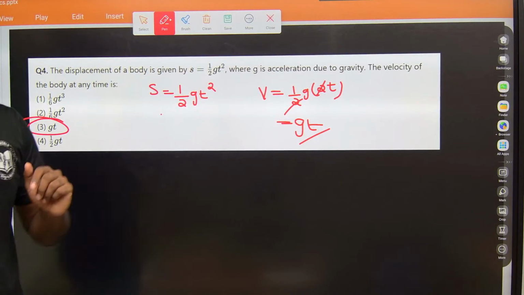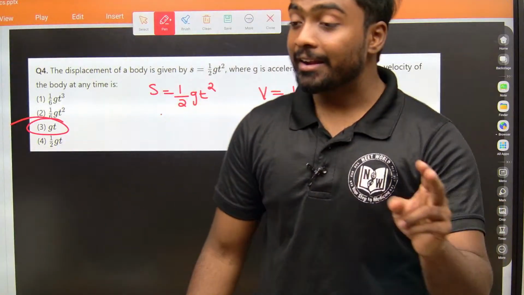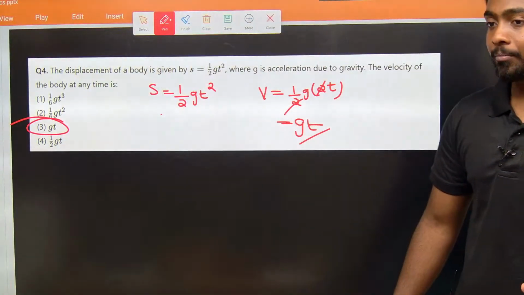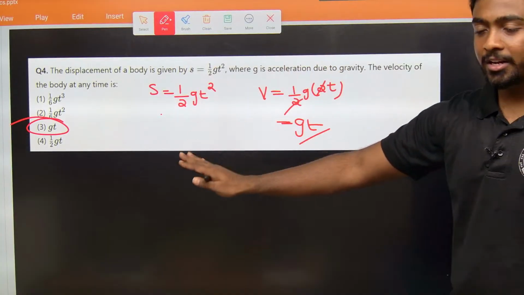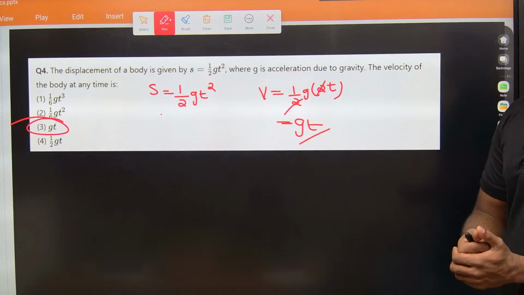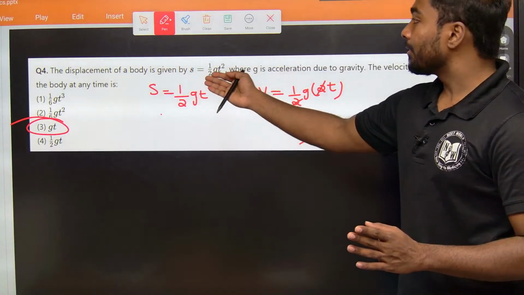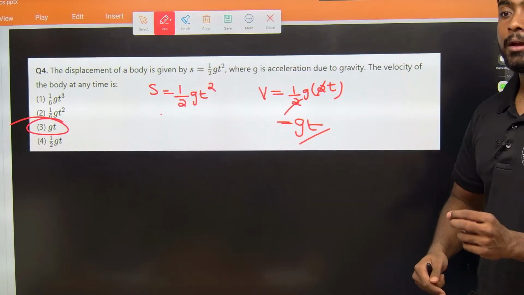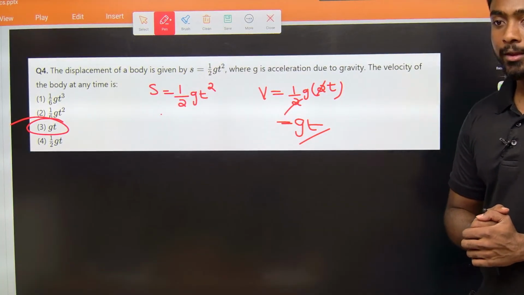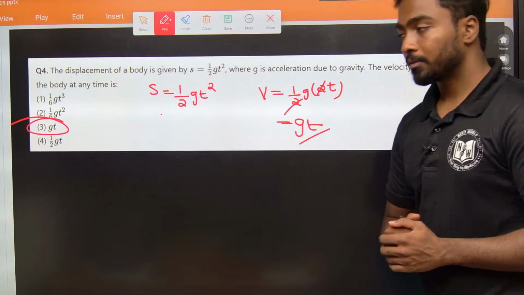So displacement is given, I need velocity at any time. At any time, in the sense time is there, I differentiate and I will get the velocity. Suppose velocity is given and they are asking what is the displacement, what should I do? Integration, I need to do integration. That's it, fine.